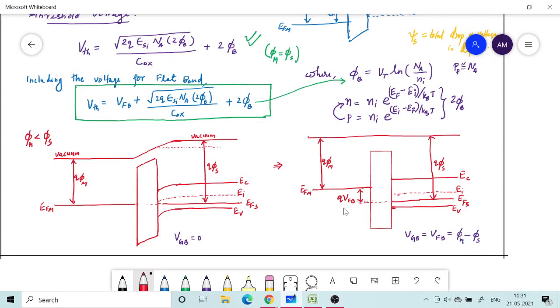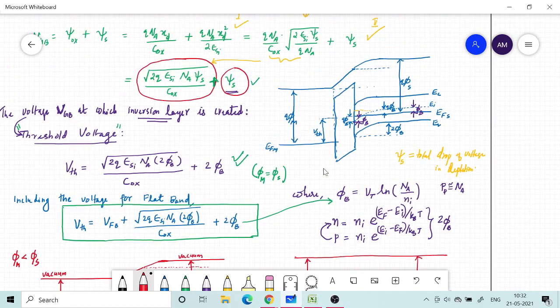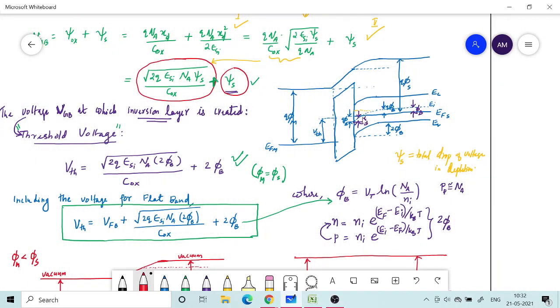So then what happens? My Fermi level on the metal side is going to shift upward. Whenever we apply negative voltage, it will shift upward. Whenever we apply positive voltage, it will shift downward. Earlier I discussed when both phi m and phi s are equal, I applied a positive voltage, and you see that metal side Fermi level shifted downward. So that is why I have shown it here. Earlier it was aligned, but now it has got shifted downward.